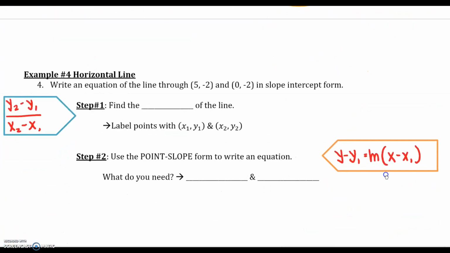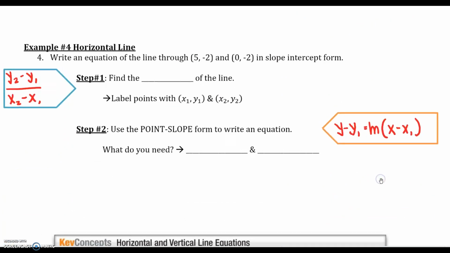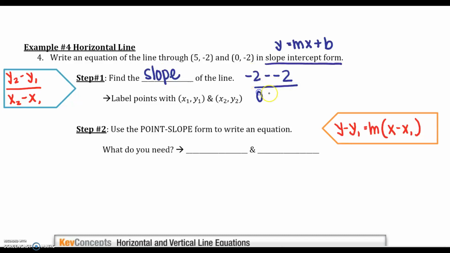Alrighty. Let's try one more that may look a little bit different. I have write an equation of a line through those 2 points in slope-intercept form. Y equals mx plus b. So I first need to find my slope. -2 minus -2 over 0 minus 5. Notice I get a 0 for my slope. So that also tells me that it is horizontal. I have a 0 slope, so my line will look like that.